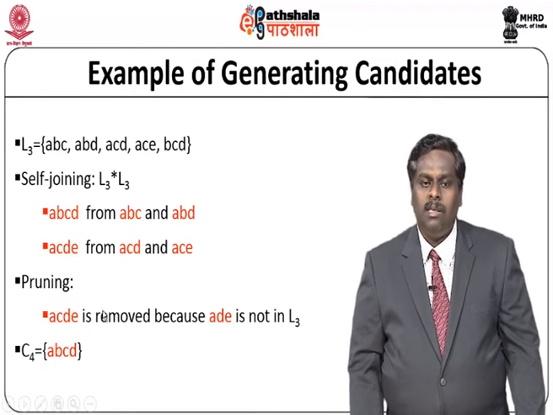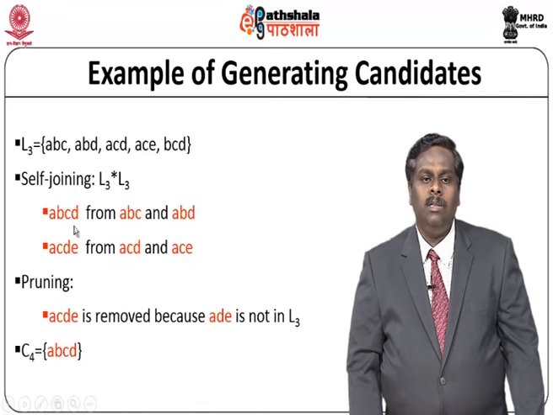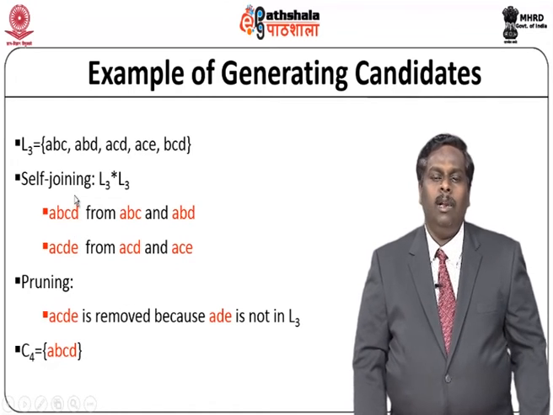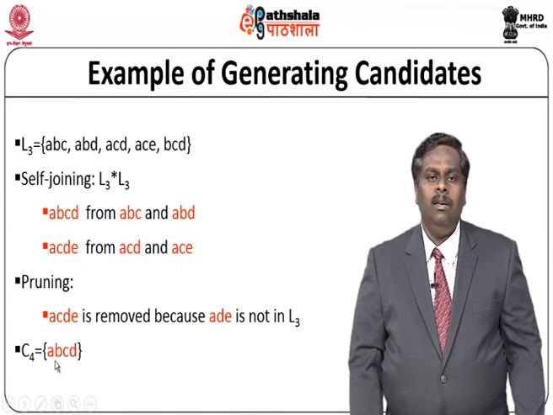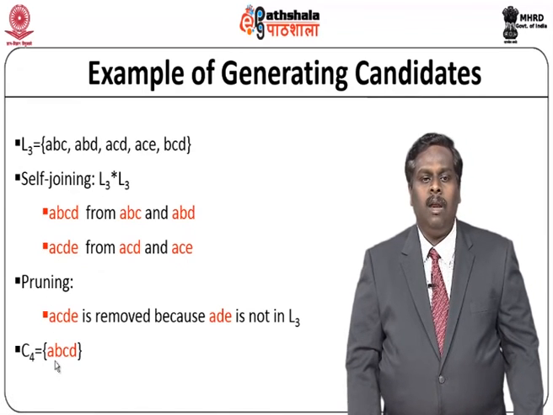So, this process is called pruning, and the process of generating the k plus 1th item set is called self joining. So, ultimately the only single item set that will be passed to the next iteration will be A, B, C and D, which is a frequent 4 item set.